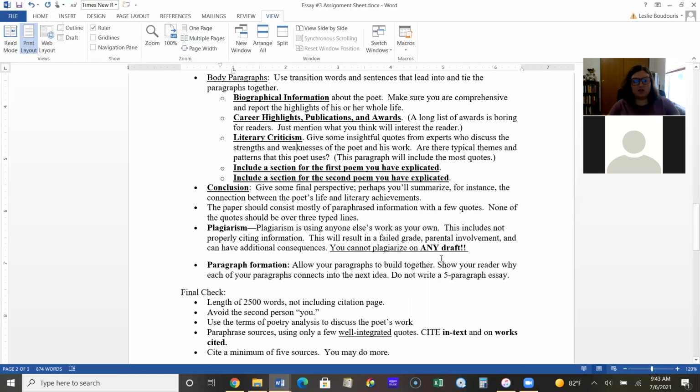So if you find that you're struggling to reach the 2,500 word mark, add on to your explications, okay? Those are going to be really important. Those are going to be the crux of your analysis, but you can also analyze other places too, of course. Your conclusion gives some final perspective. You could summarize or discuss the connection between the poet's life and literary achievement. So make that connection between everything you just talked about.